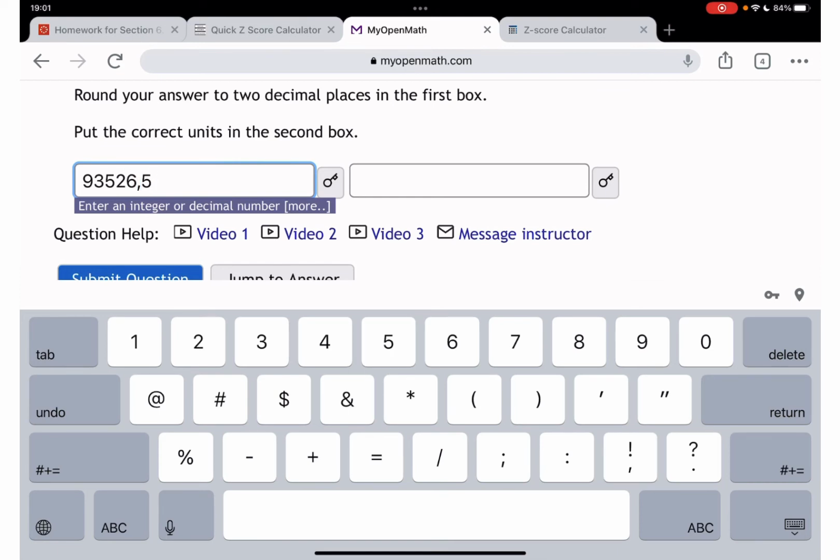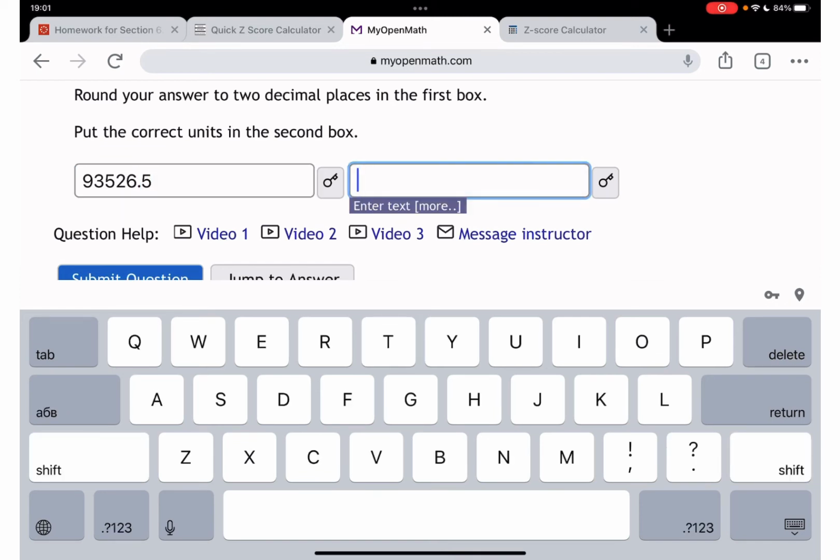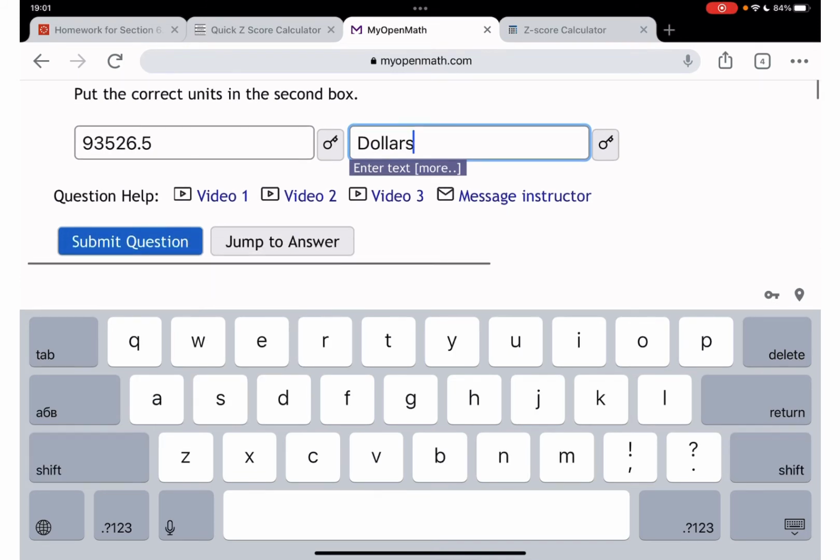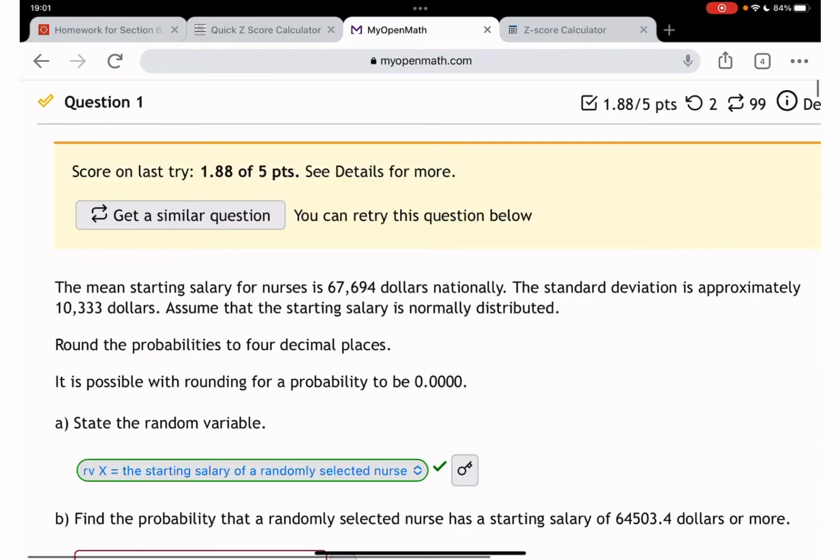93,526.5. Oops. 0.5, and the unit is going to be dollars, right? Because we're measuring in dollars. Okay, let's submit the questions.